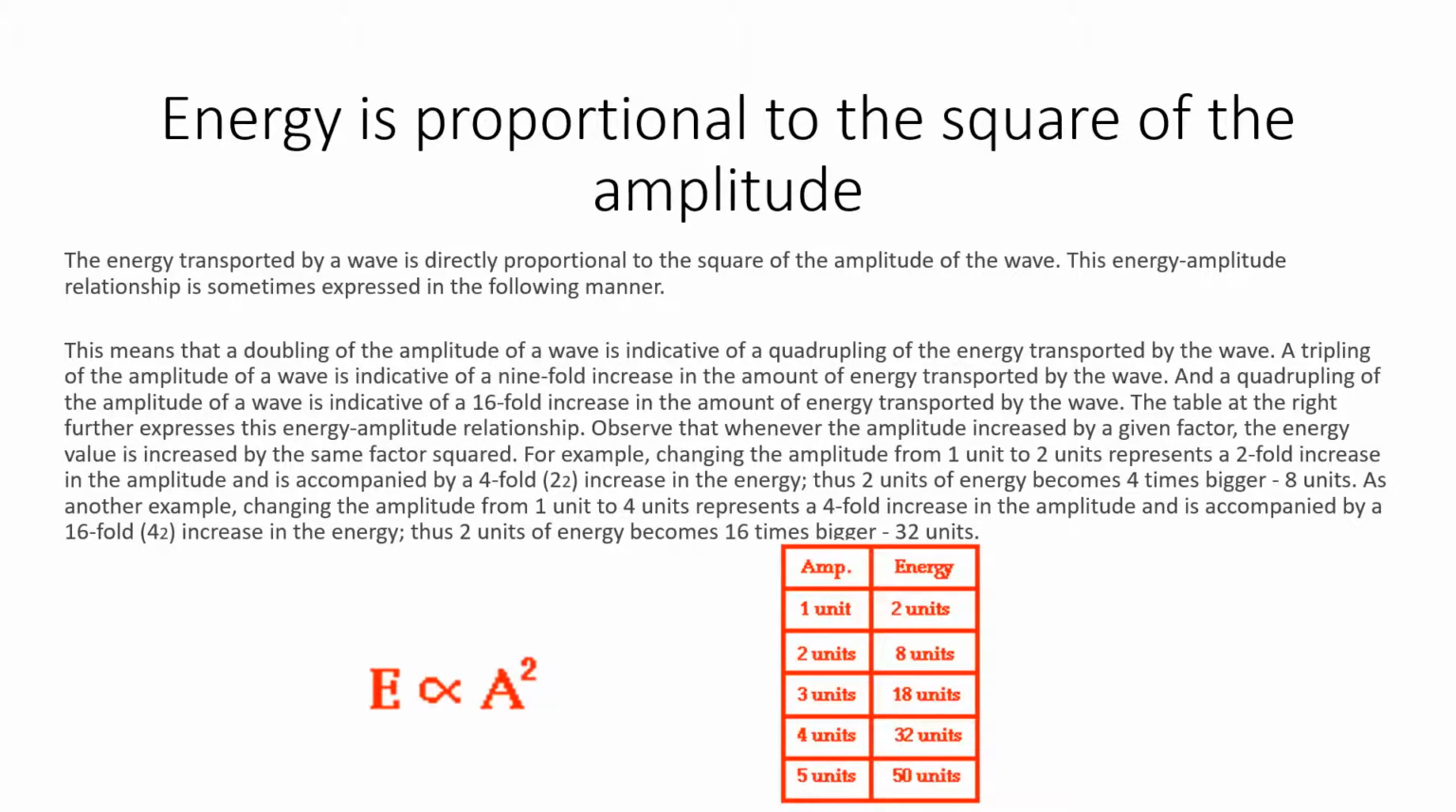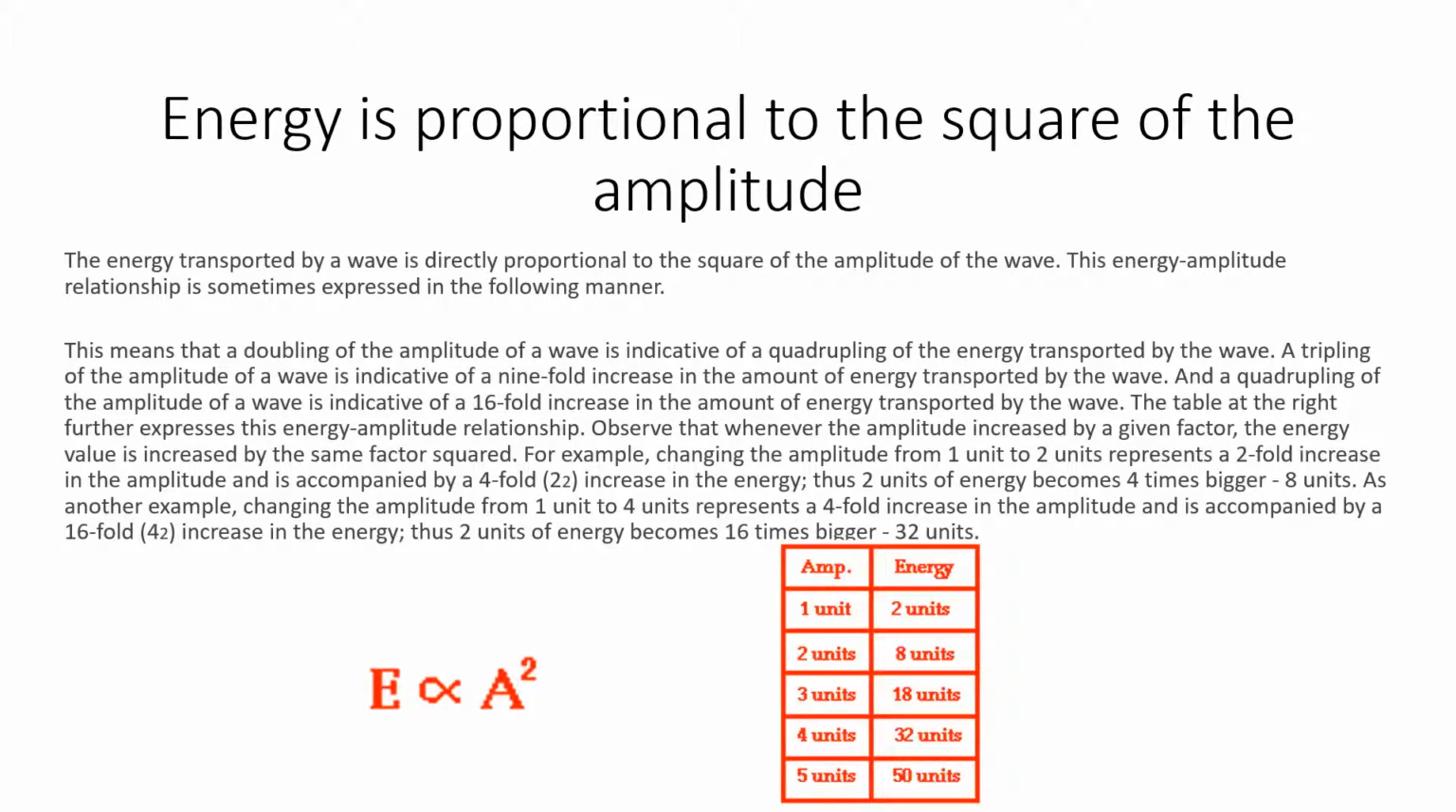Ultimately, energy is proportional to the square of the amplitude. Okay, energy is proportional to the square of the amplitude. So ultimately, if you had 2 units of amplitude, you're going to have 8 units of energy. You're squaring the numbers, more or less.